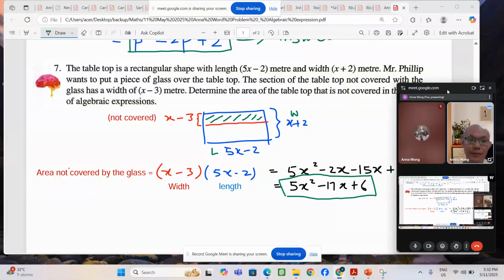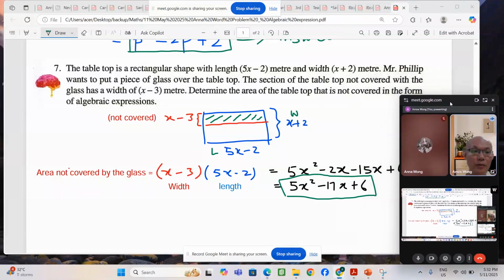So we have done this. We have one more question from the same book, which we'll discuss in the next session.